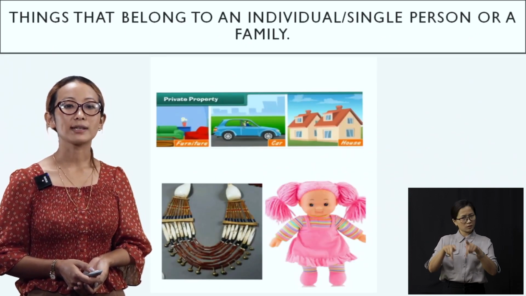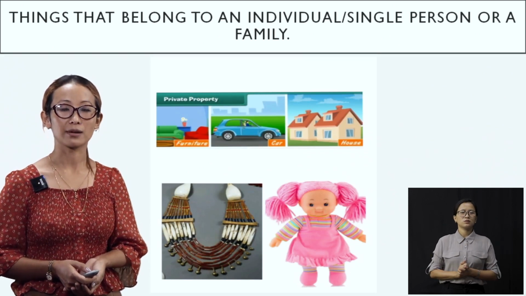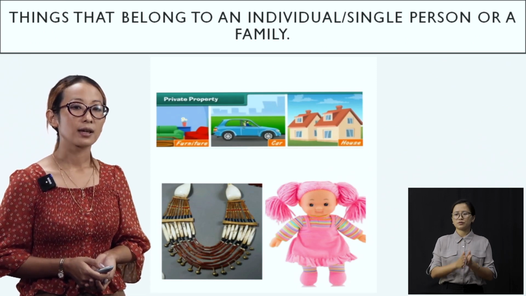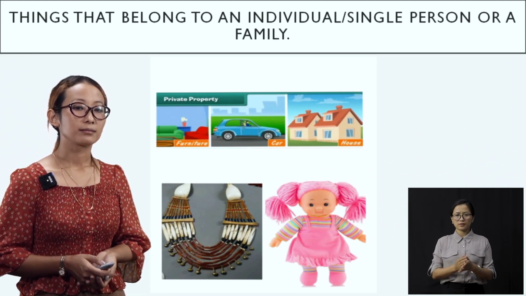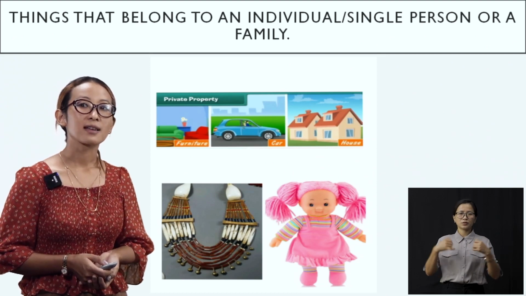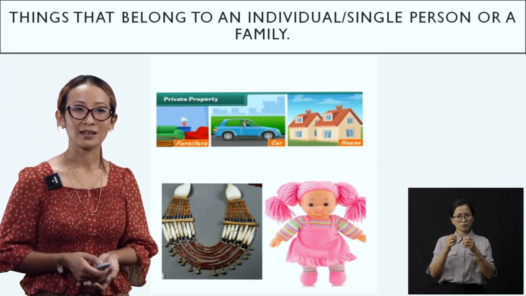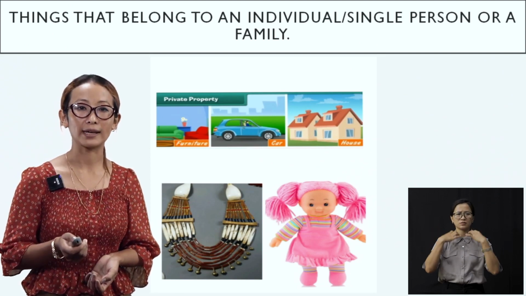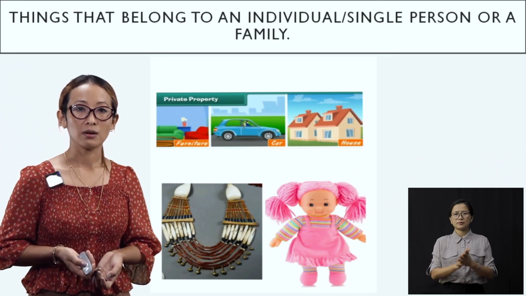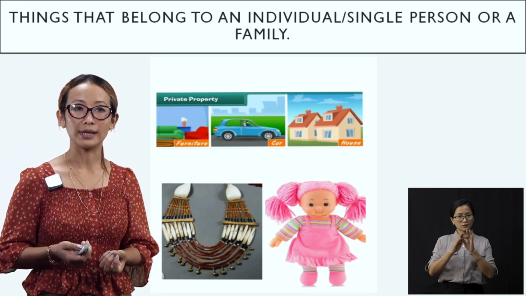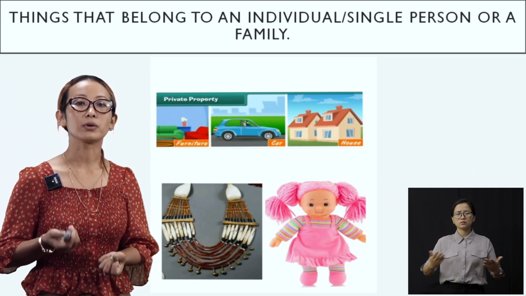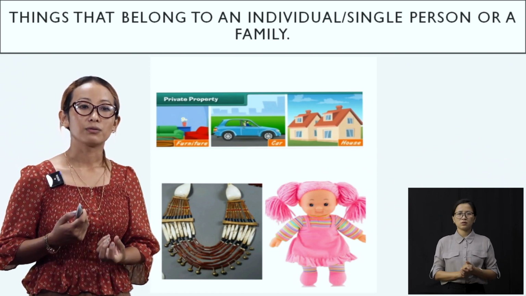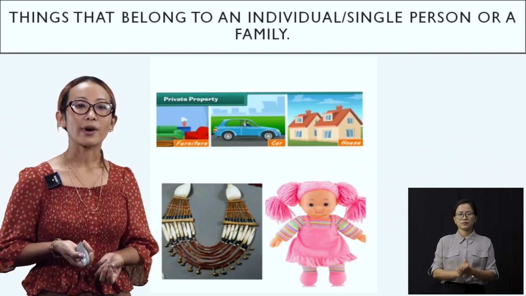So let us learn what private property is. The private properties include furniture, a car, a toy, jewelries, a house, or a bungalow. So all those things that belong to an individual, that belong to you only, or to a single person, or to your family only, are known as private property.